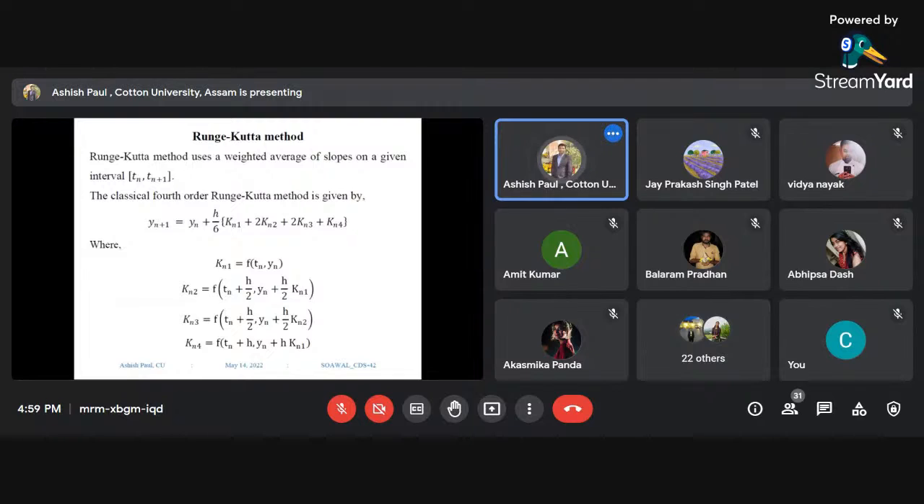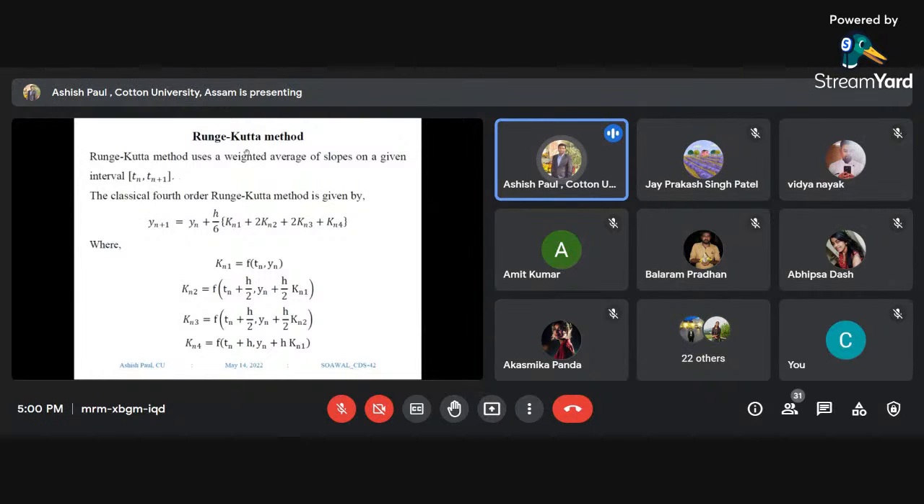Now the Runge-Kutta method. This method uses a weighted average of the slopes on a given interval tn to tn plus 1. That is, in the improved Euler method, what we have seen is that it takes the average of the slope at tn and at tn plus 1. But in the Runge-Kutta method, we take a weighted average. If we take only two slopes in the Runge-Kutta method, this will reduce to the improved Euler method only.